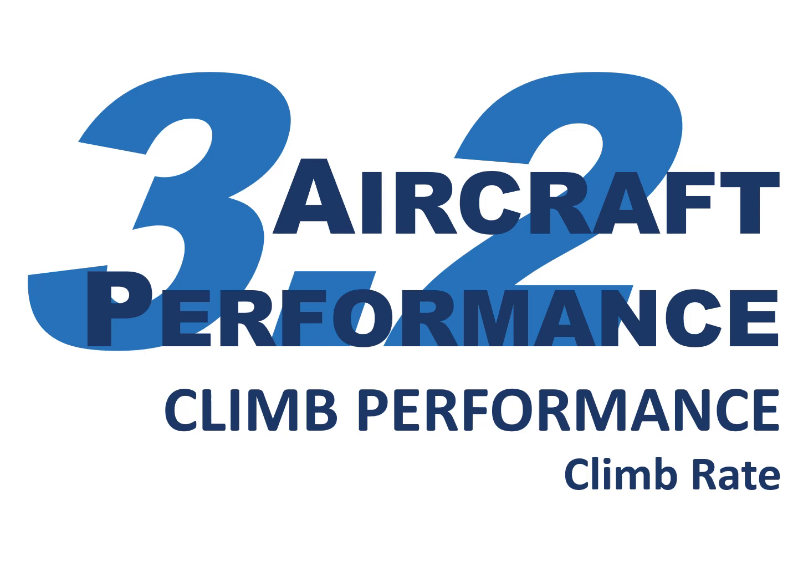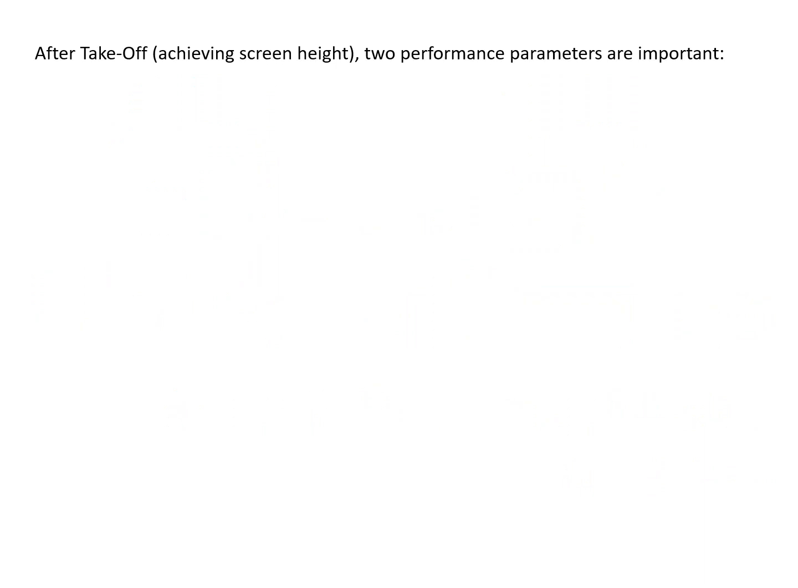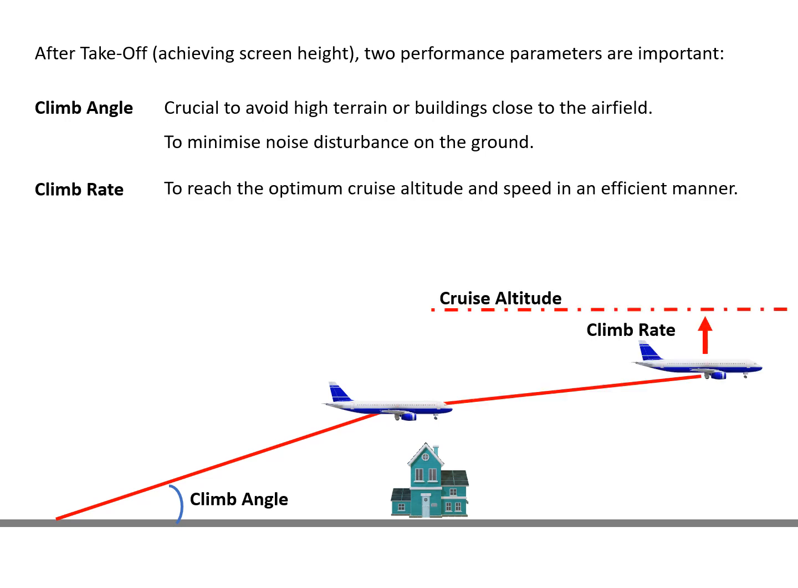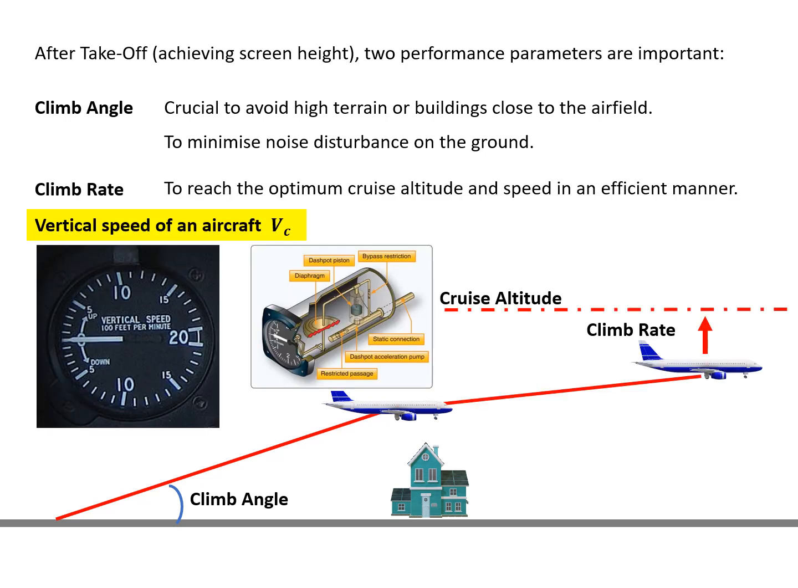In the second lecture of the climb performance, we will study the second climb performance parameter, climb rate. At the beginning of this chapter, we already know there are two performance parameters in the climb performance. One is a climb angle, the other is a climb rate. Actually, the climb rate is measured by the vertical speed of an aircraft, usually denoted as Vc.